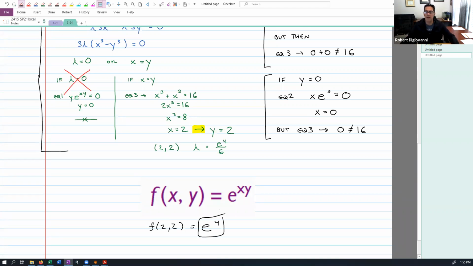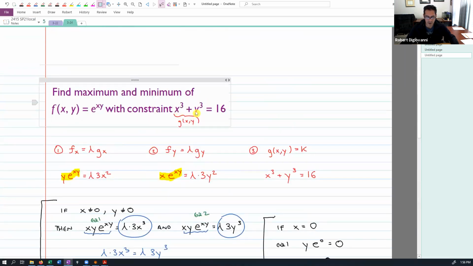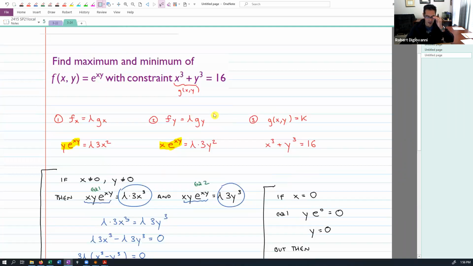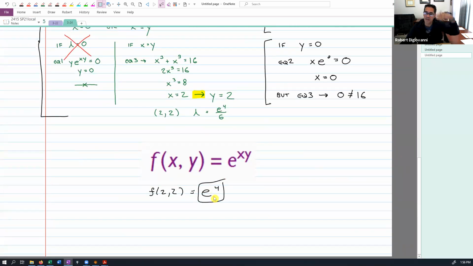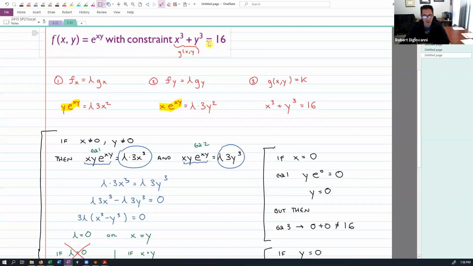How do I know if that's a max or a min? So 2, 2, remember 2, 2 satisfies this equation, right? 2 cubed plus 2 cubed, that's 8 plus 8 is 16. And when we plug that in, we're getting e to the 4th. I don't know if that's the highest point or lowest point. So to check it, all we have to do is compare it to any other point that satisfies this constraint.